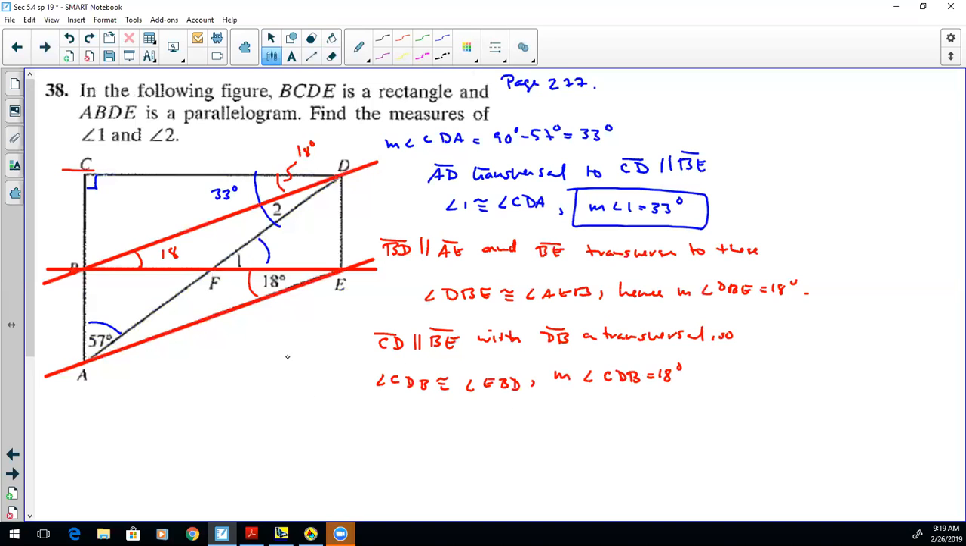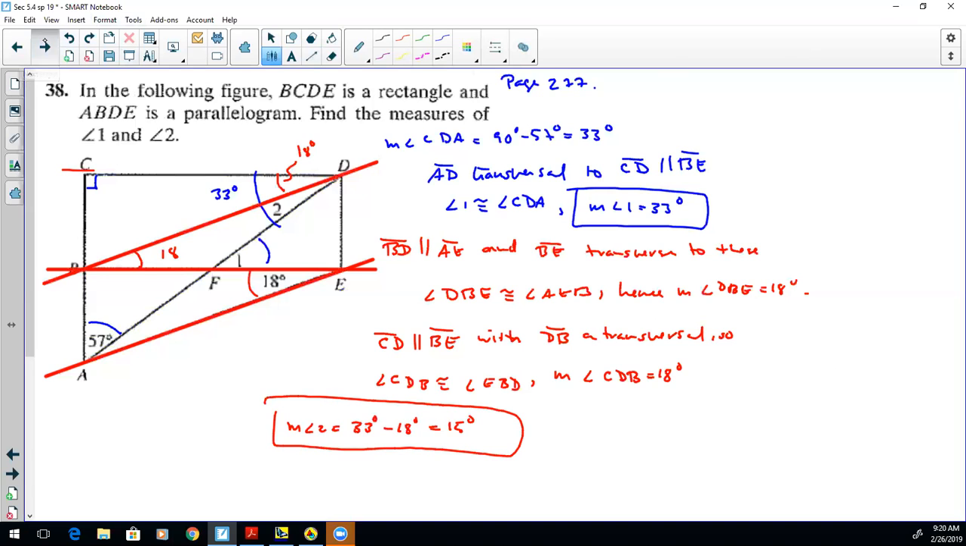Okay, and finally we just look at what we've got here. We've got a big angle of 33, an angle of 18. So the measure of angle 2 is the 33 degrees for the bigger angle minus the 18 degrees is 15 degrees. Okay, typical sort of problem, doing some reasoning. If you have problems like that on the long forms of your test, make sure you put in all the statements you can.